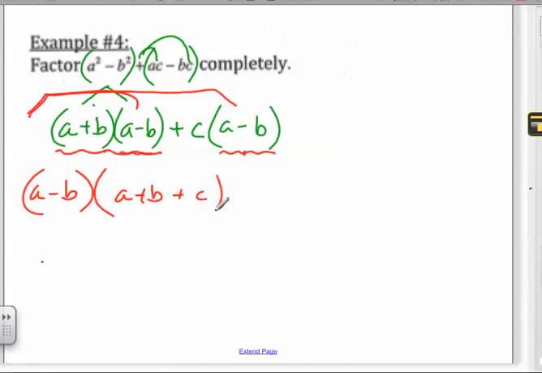Now, I've got 2 factors. I need to look at them and see if there's anything that I can factor from them. None of them have squares, so I don't think there's any way that I can factor these things. We're done. This is our answer, and that was pretty easy.